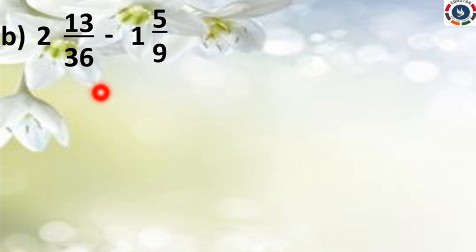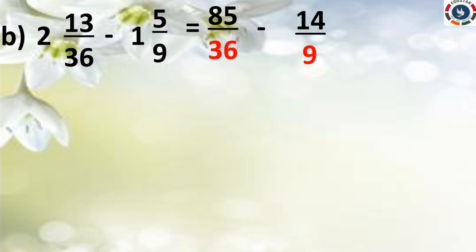So first we are going to convert the mixed fraction into improper fraction. So first we want to multiply these two values. 36 into 2, 72. 72 plus 13, how much now? 85. So 85 by 36 minus, then 9 ones are 9, 9 plus 5, 14. So 14 by 9. So first we want to multiply these two values, I mean denominator into whole part, then add with the numerator. Okay. So we will get finally 85 by 36 minus 14 by 9.